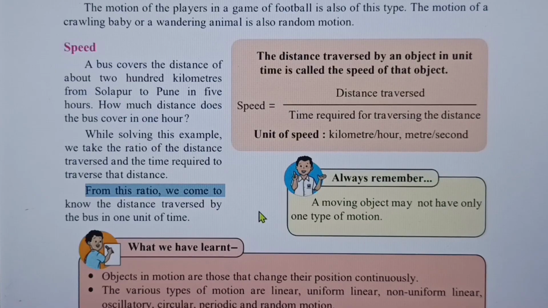I hope you all have understood very clearly about this chapter, motion, and the types of motion. We'll just quickly recap it. Always remember, a moving object may not have only one type of motion. This is what they are telling us about motions. So this is what we have learned so far.